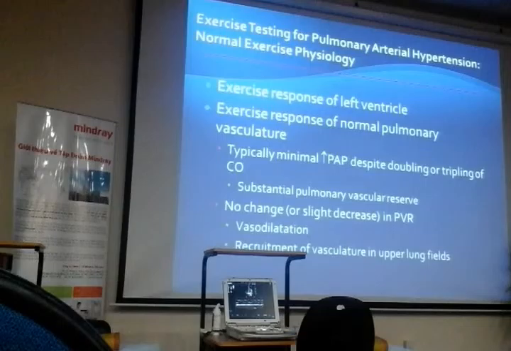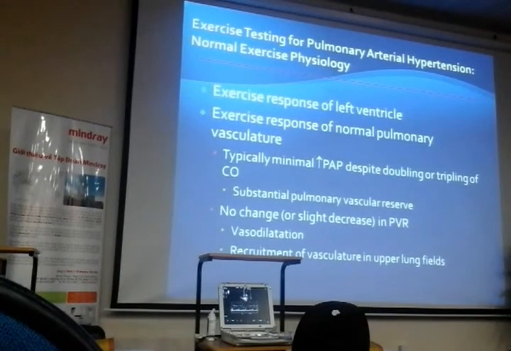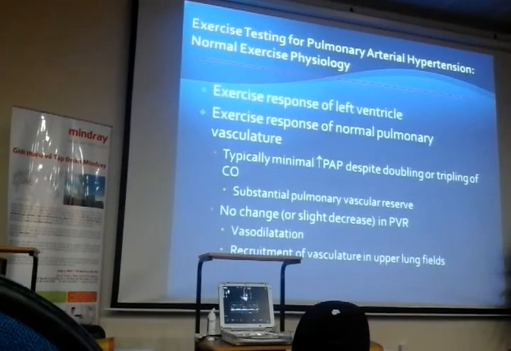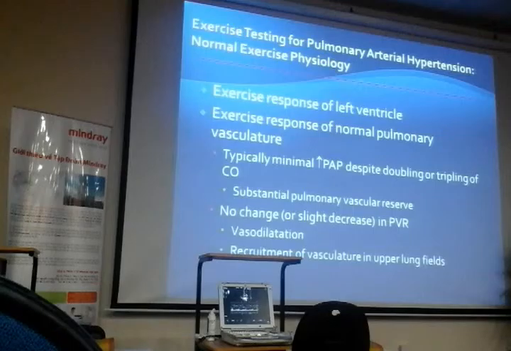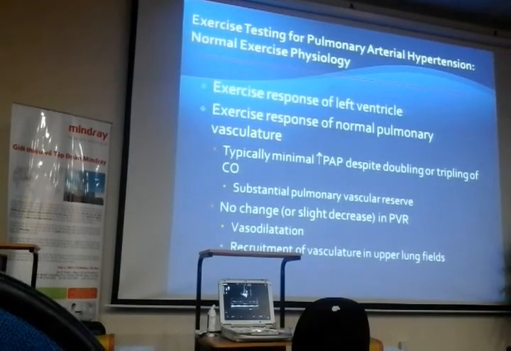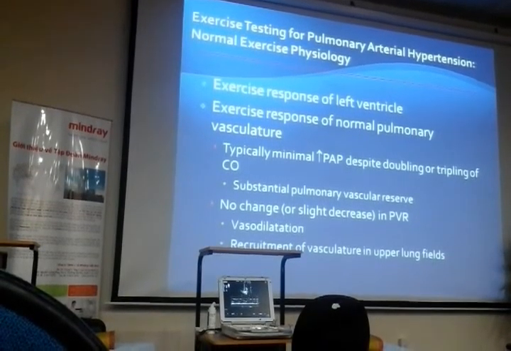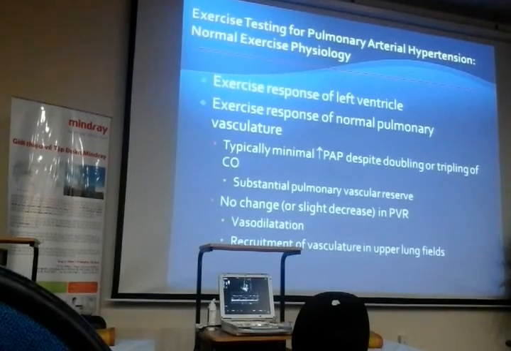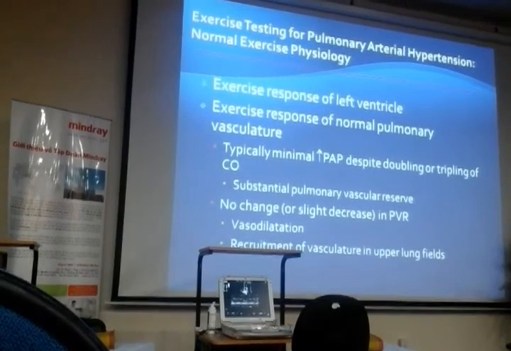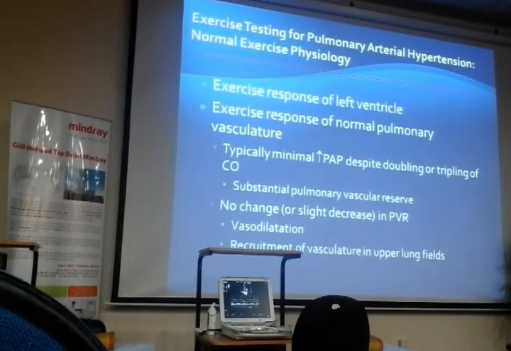So, moving on to pulmonary arterial hypertension. The normal exercise physiology in a normal patient is that there is an exercise response of the left ventricle. It gets hyperdynamic, and there is an exercise response of the pulmonary vasculature as well.